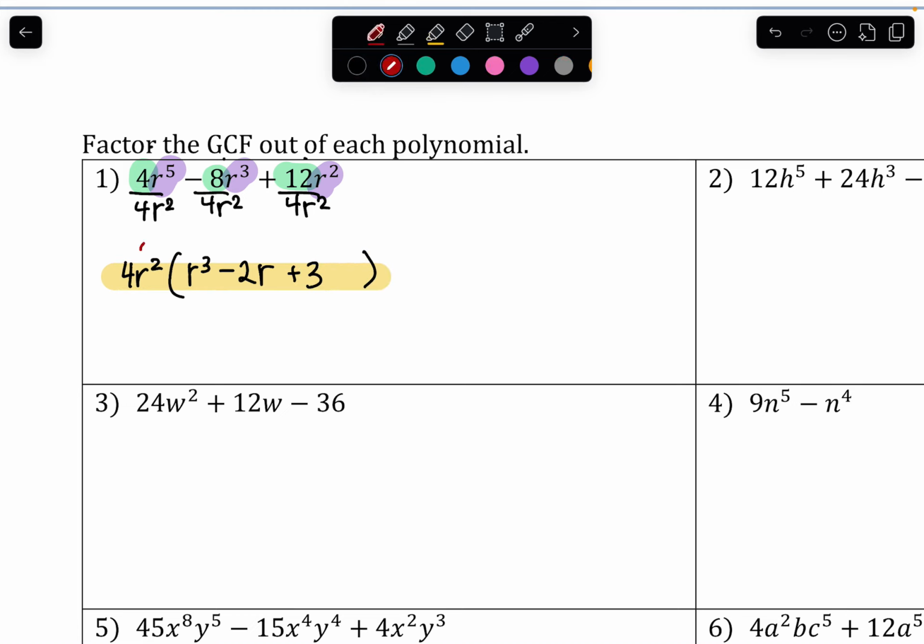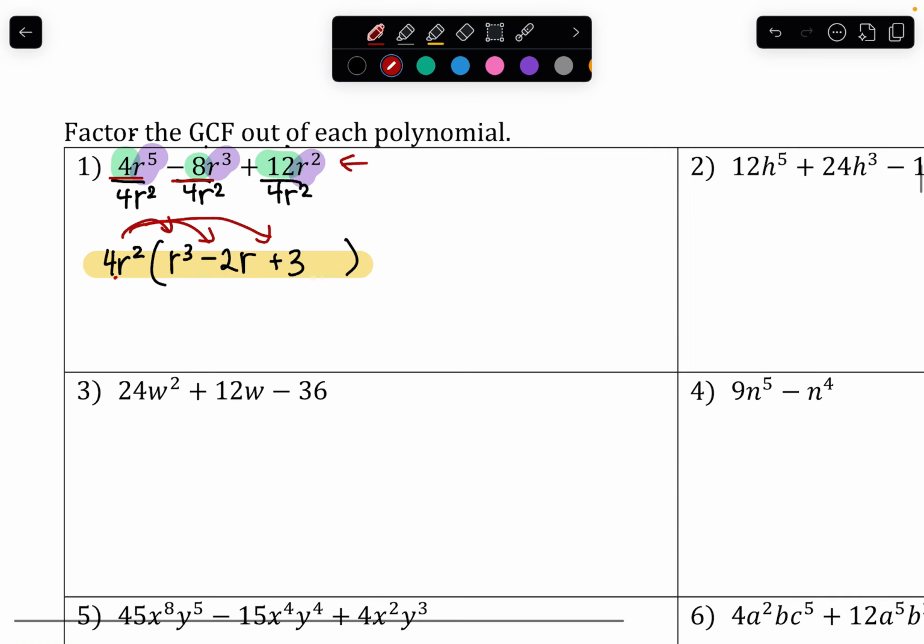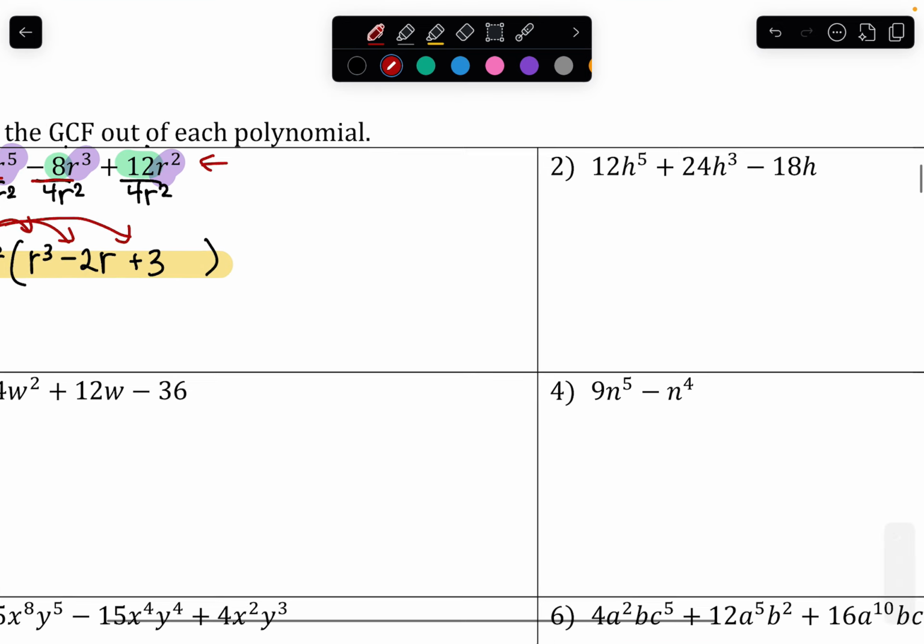You can check your work by distributing that 4r squared back, and you should get your original expression. 4r squared times r cubed would give me the 4r to the 5th. 4r squared times negative 2r is negative 8r cubed. 4r squared times r is 4r cubed. 4 times 3 is 12 with the r squared.